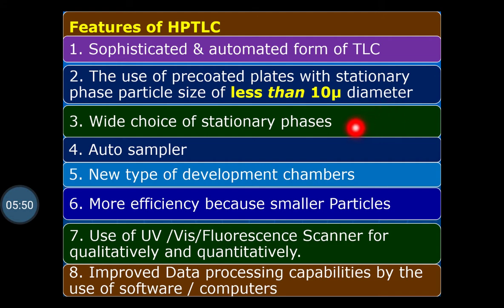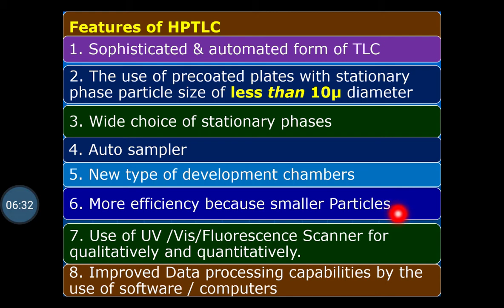Then there is a wide choice of stationary phase; depending upon our need, one can choose the different stationary phase. The pre-coated plates are available in the standard size of 20 by 20 centimeter, and one can cut them into different sizes as per our need. Then there is an auto sampler, that is automatic. The test and the standard can be applied over the pre-coated HPTLC plate. New types of development chambers such as the twin trough development chamber can be used in case of high performance thin layer chromatography.